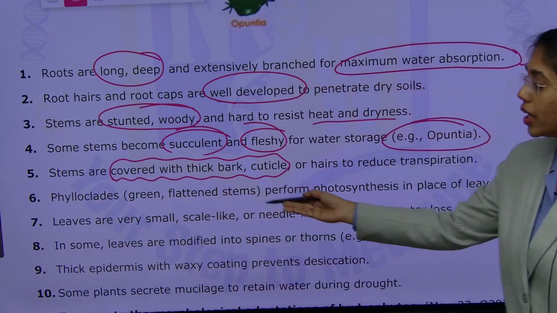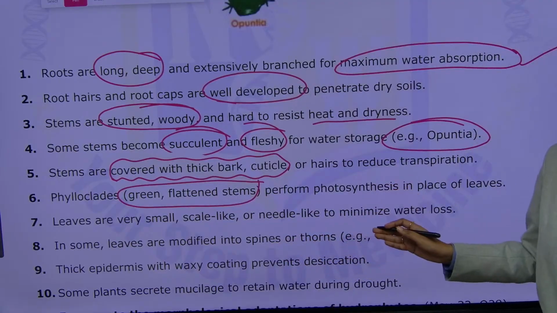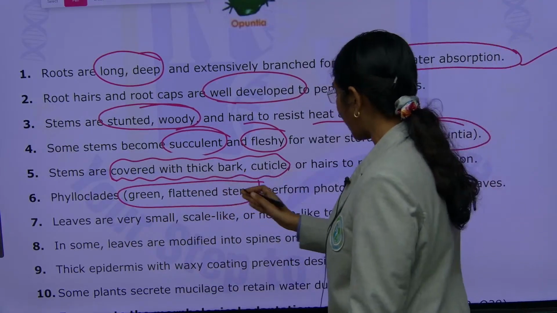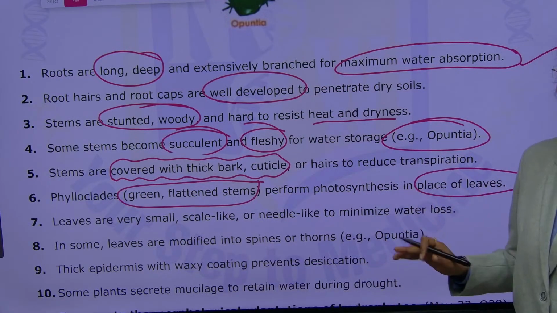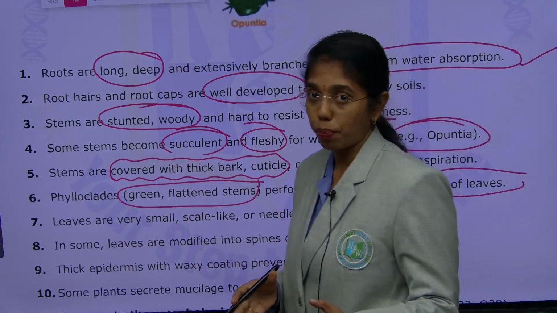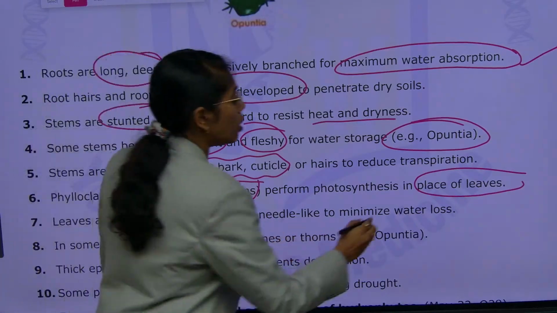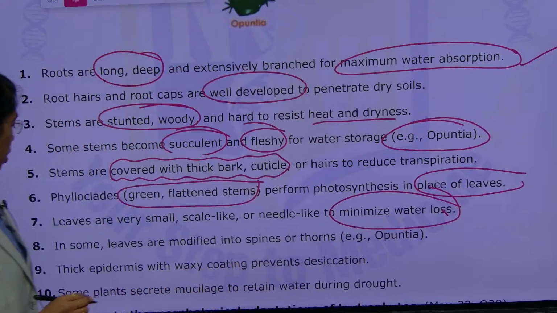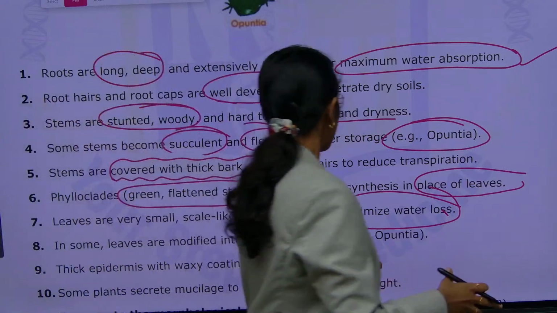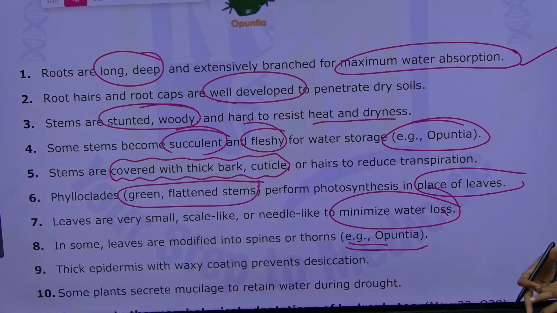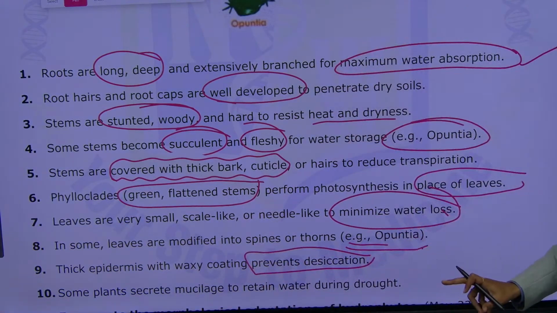Next, phylloclades are green and flattened stems. We have learned in morphology also, right? They have green and flattened stems which perform photosynthesis. These are phylloclades. What are the best examples we can give? Cactus and Opuntia. Then leaves are very small, scale like, needle like, which will minimize water loss. In some, leaves are modified to spines and thorns, for example, Opuntia. Thick epidermis with waxy coating will prevent desiccation.